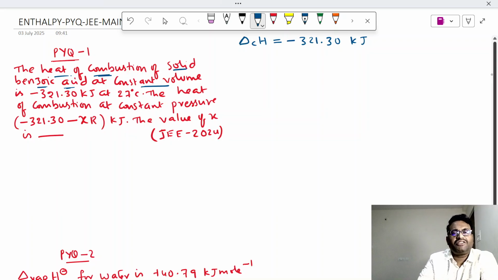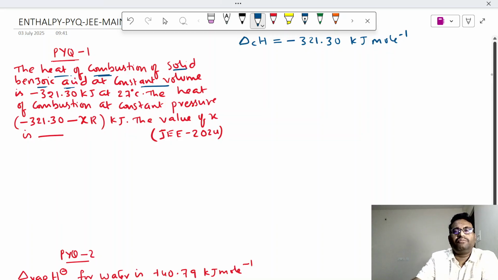So enthalpy is generally always calculated per mole. Delta H enthalpies are always calculated per mole, per 1 mole. So simply you can write kilojoule per mole, right? Then the heat of combustion at constant volume it is given.